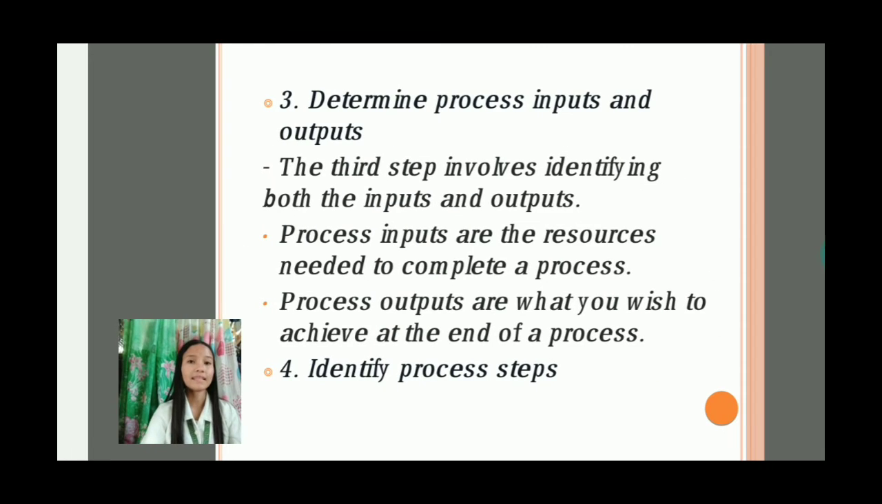The third one is determine process inputs and outputs. The third step involves identifying both the inputs and outputs. Process inputs are the resources needed to complete the process. Process outputs are what you wish to achieve at the end of a process. So you can determine outputs by looking at your initial project objectives and selecting specific measurable indicators. For example, if your objective is to spend less time on busy work, then one of your outputs might be automated task reminders.